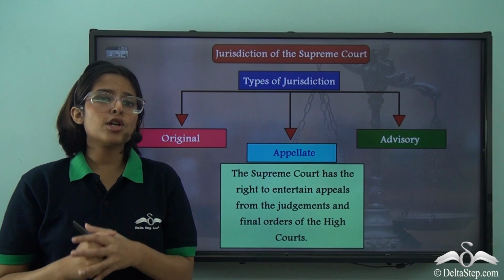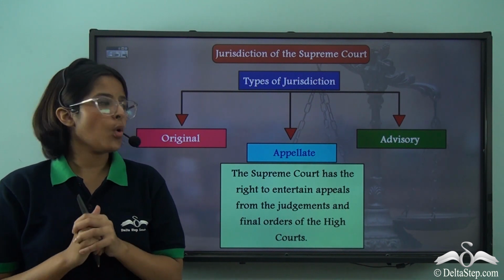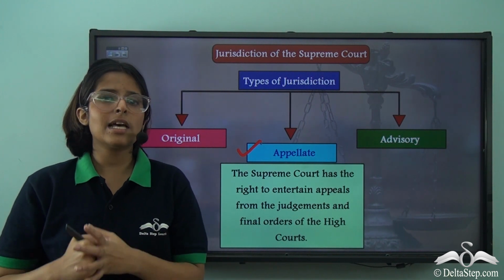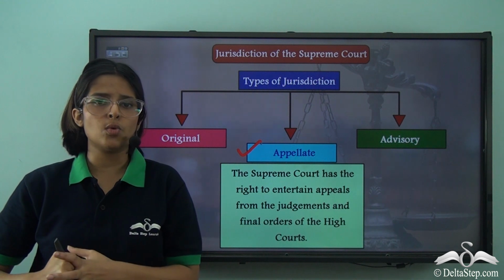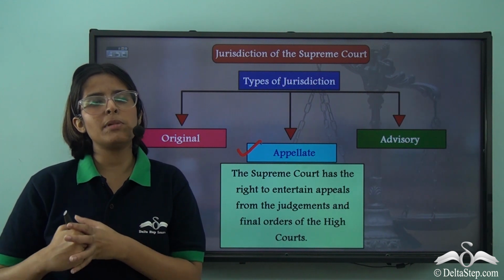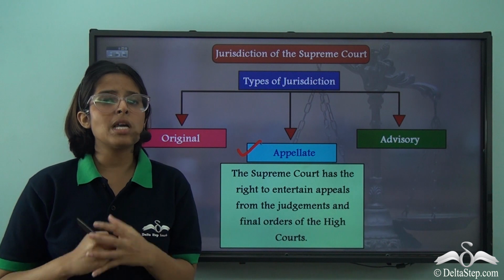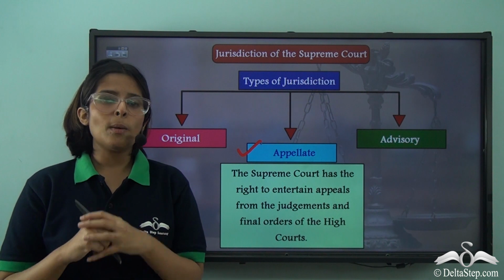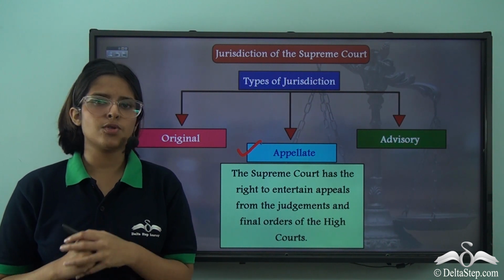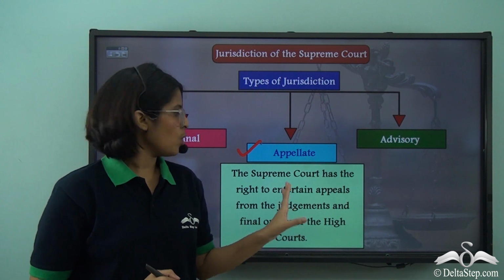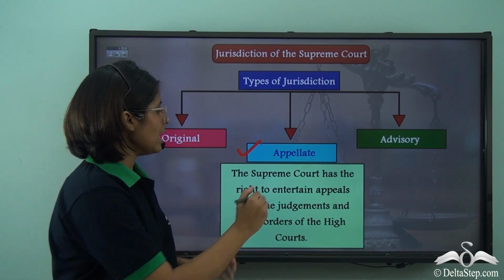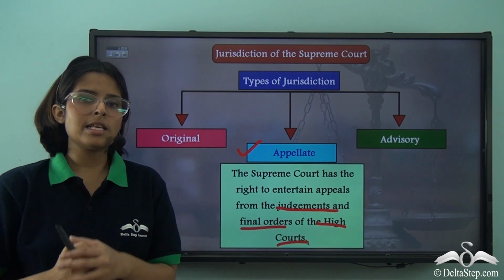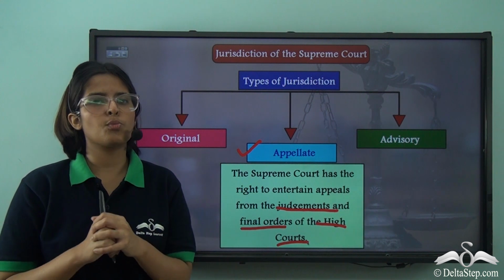So, other than its original jurisdiction, the Supreme Court also has appellate jurisdiction. It means that cases that go to the high courts or the subordinate courts, and the decisions that have been made by these courts, if they seem to be unjust, appeals can be made to the Supreme Court. So, appeals from the high courts of India lie to the Supreme Court. The Supreme Court has the right to entertain appeals from the judgments and orders of the high courts. This is the appellate jurisdiction of the Supreme Court.